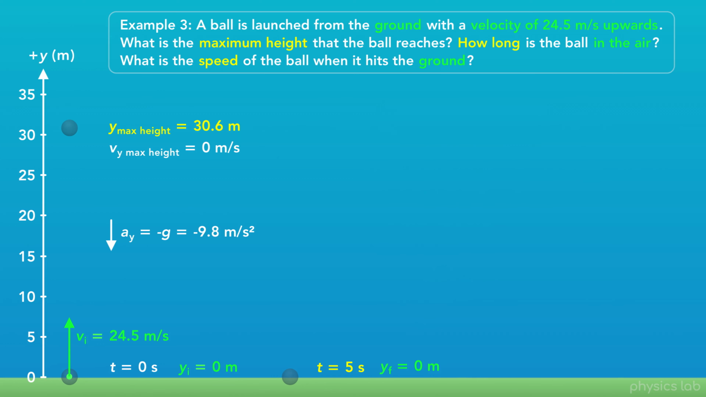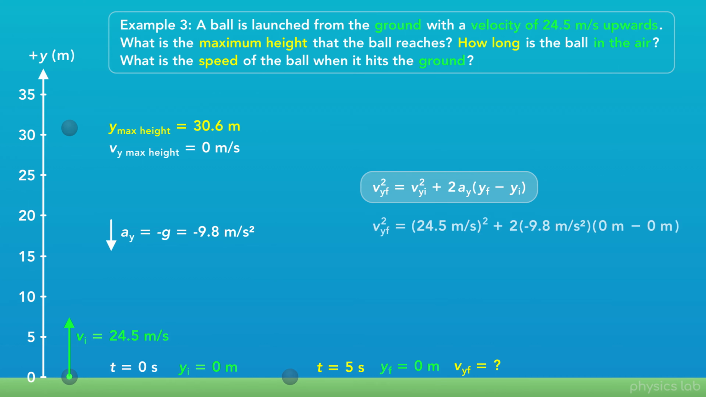Now let's answer the last part. What is the speed of the ball when it hits the ground? First, we'll solve this with the same equation that we used in the previous examples. We plug in 24.5 meters per second for the initial velocity, negative 9.8 meters per second squared for the acceleration, 0 meters for the final position, and 0 meters for the initial position. That gives us 24.5 meters per second for the final speed of the ball.